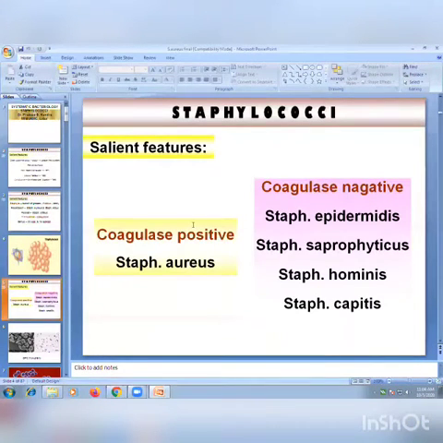For the classification of these cocci nowadays, we are using the coagulase test. Depending on coagulase positive and coagulase negative, we differentiate the bacteria. The only example of coagulase positive is Staphylococcus aureus. The other species that are coagulase negative and medically important are Staphylococcus epidermidis, Staphylococcus saprophyticus, Staphylococcus hominis, and Staphylococcus capitis. All these are CNS, coagulase negative staphylococci, as we call them.